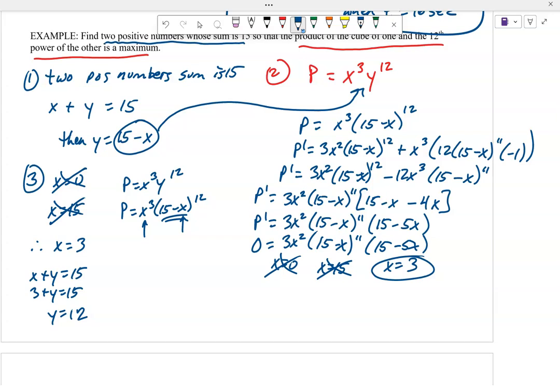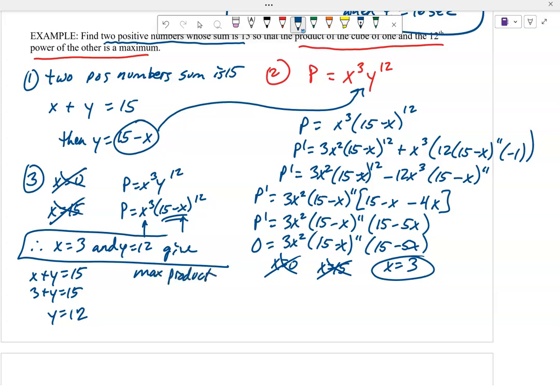X equals 3, y equals 12. Therefore, x equals 3 and y equals 12 will give you a maximum product. In other words, 3 to the 3rd and 12 to the 12th. We're maximizing that, right?